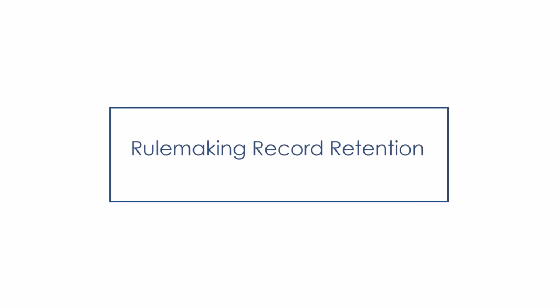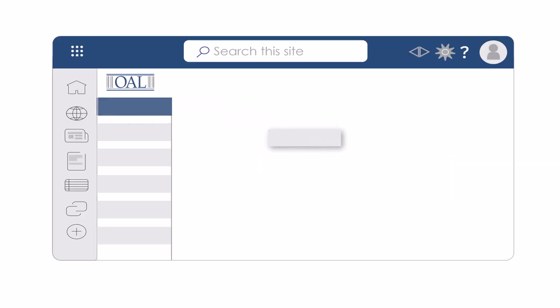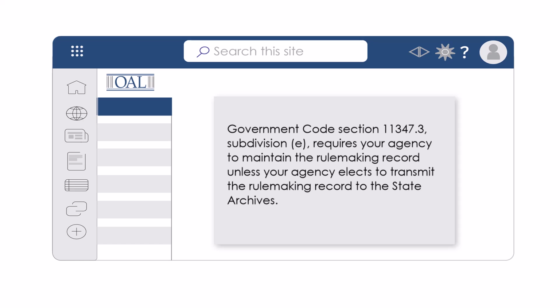Rulemaking Record Retention. After we return the action to you, Government Code Section 11347.3, subdivision (e), requires your agency to maintain the rulemaking record unless your agency elects to transmit the rulemaking record to the state archives.